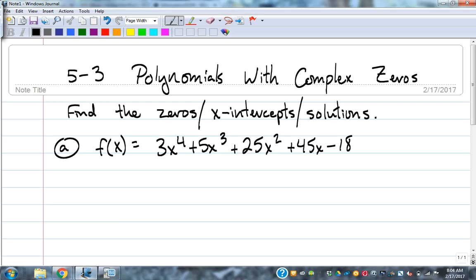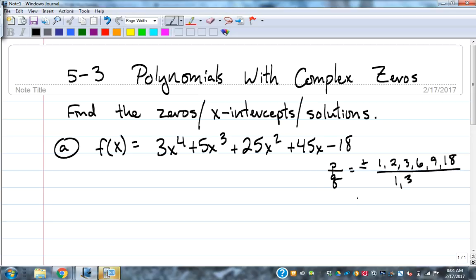Okay. What's the first thing we're supposed to do? All right. P over Q. So factors of 18: 1, 2, 3, 6, 9, 18. Factors of 3: 1 and 3. So that creates this list, plus or minus.